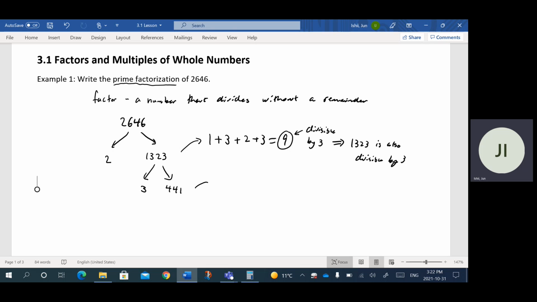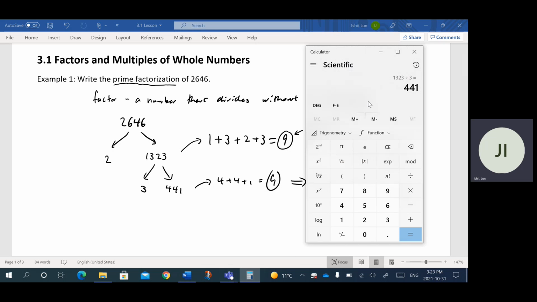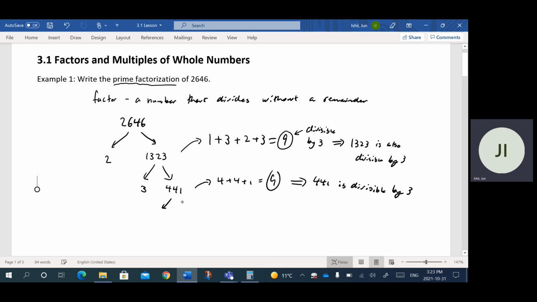Now I'm going to apply the same trick to the 441. I'm going to add those digits together. That's 4 plus 4 is 8, plus 1 is 9, so I get 9 again. That means that 441 is divisible by 3. So I take the 441, divide it by 3, and that's 147. So 441 is again 3 times 147.